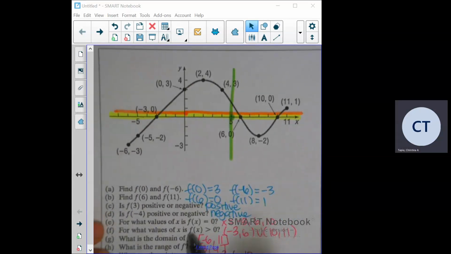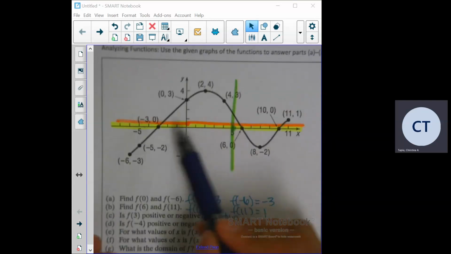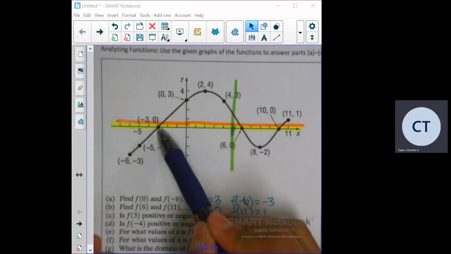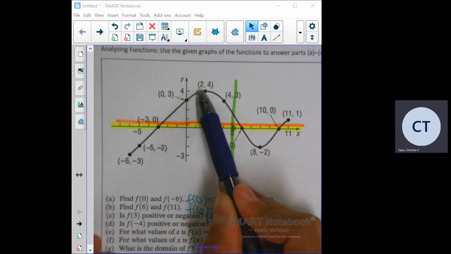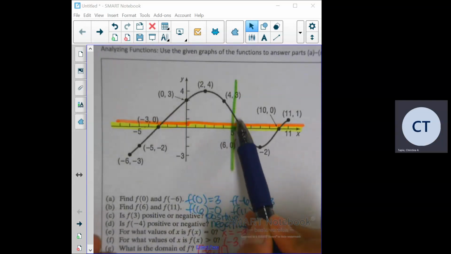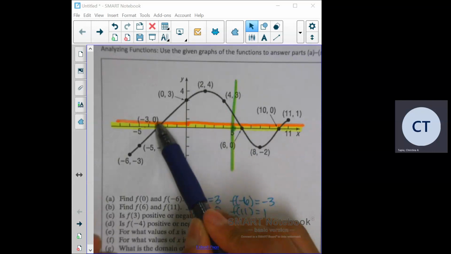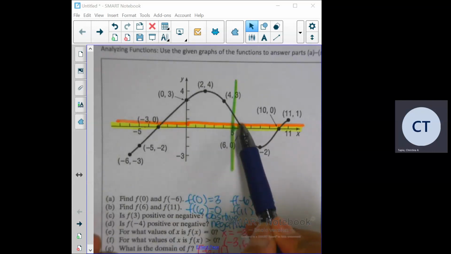So when you have f of x is greater than 0, that means you want it above the x-axis. So what I need to look for is all the x values that are above the x-axis. It's starting over here at -3, and it's going to keep going up, up, up. It's going to start coming back down, but all of this that I'm outlining is above the x-axis. Do you agree with that?